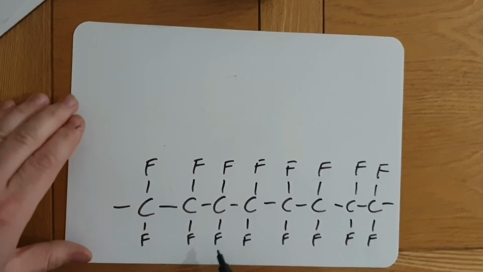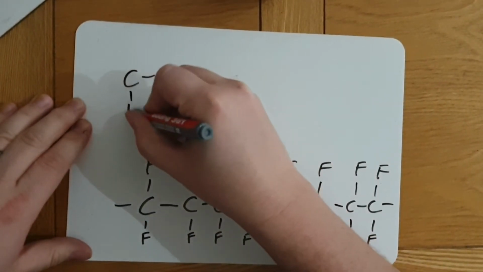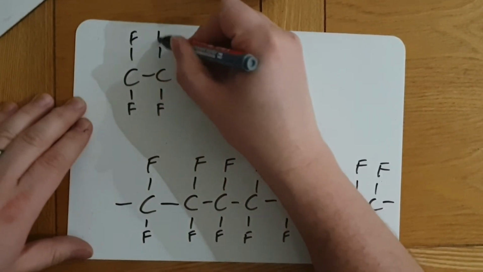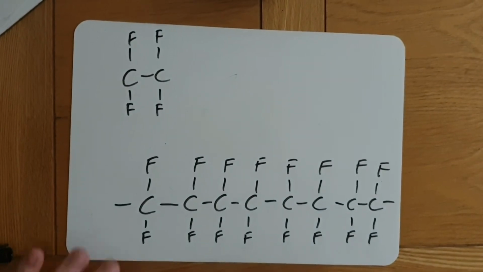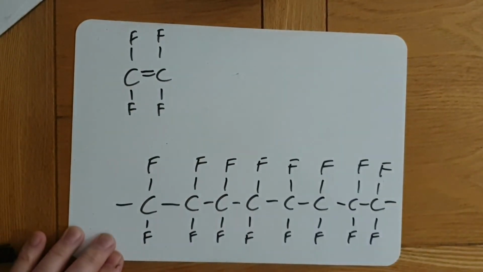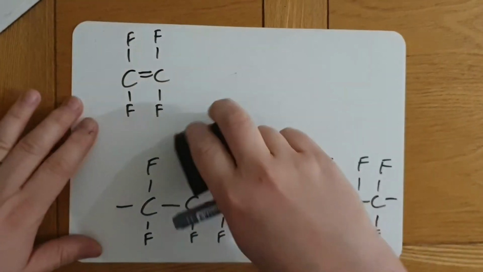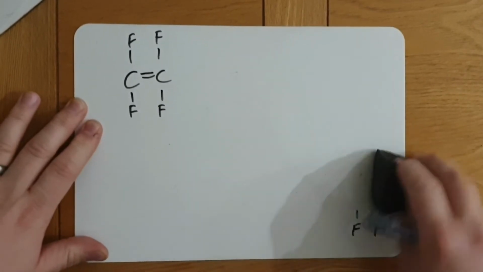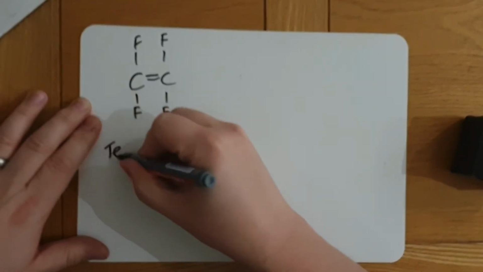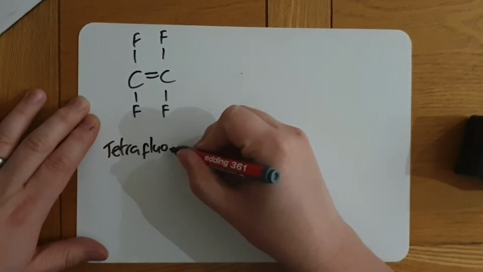So the monomer for this one, you should have worked out, it would be 2 carbons. You would have F's at the bottom for fluorine, F's at the top for fluorine, and the bit which you might have been caught out by, don't forget, you need to have a double bond there. So what is this called, I hear you asking? Well, I don't hear you asking because this is a recorded video, but this is tetrafluoroethylene.